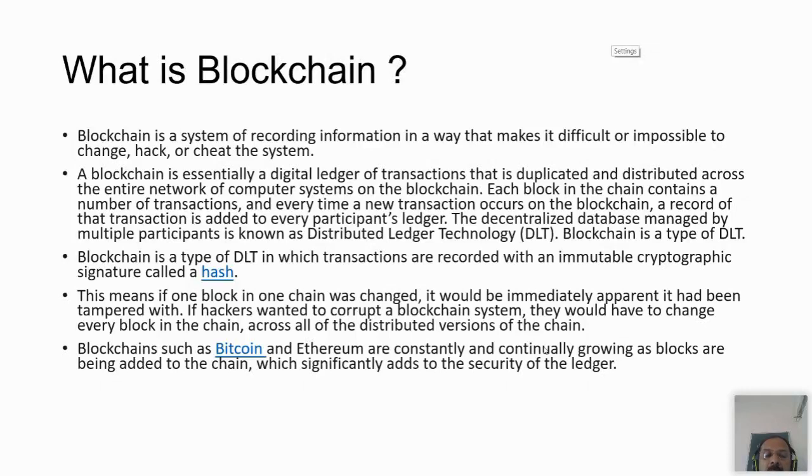Because if you want to tamper, you have to tamper with different ledgers or different distributed systems. That is what exactly we call a blockchain. And whenever we say blockchain, the first thing that comes to our mind is Bitcoin, right? That is the first thing which comes to our mind, Bitcoin.